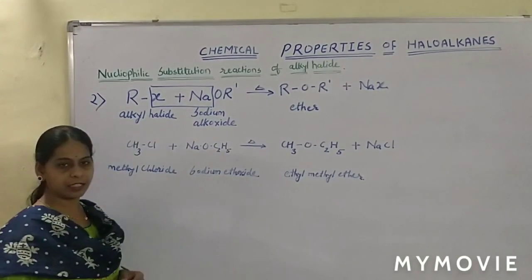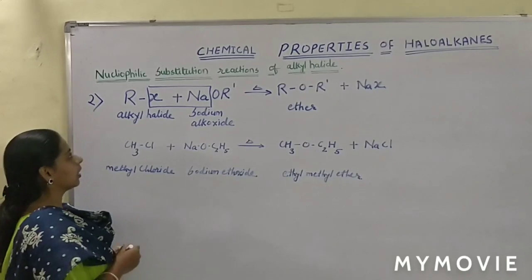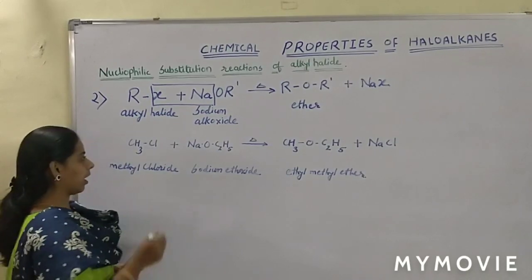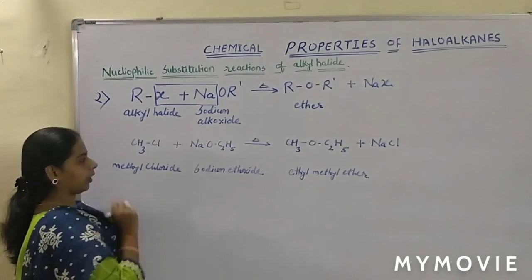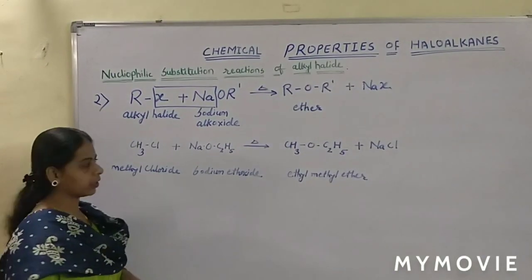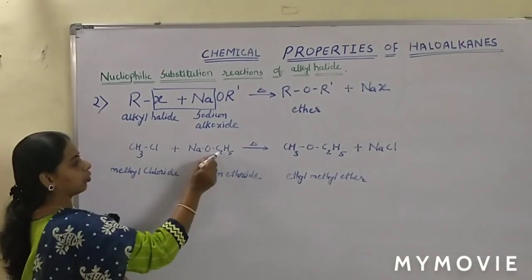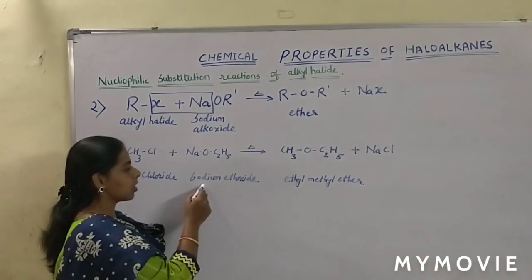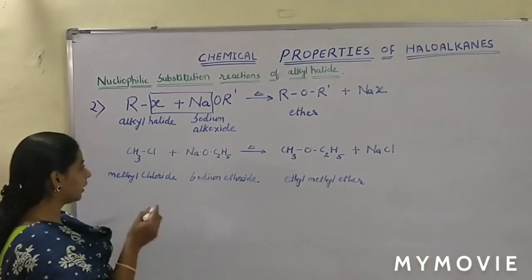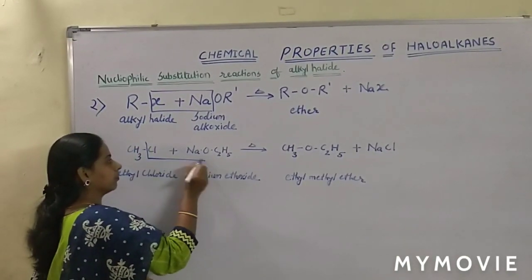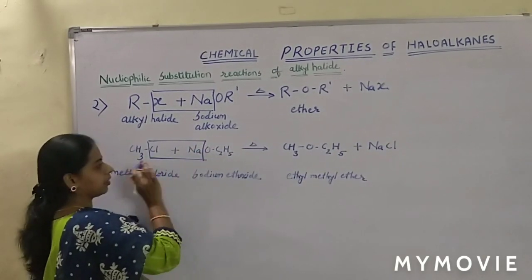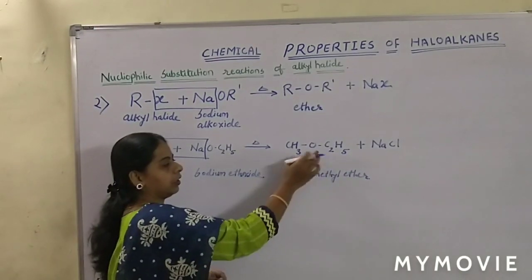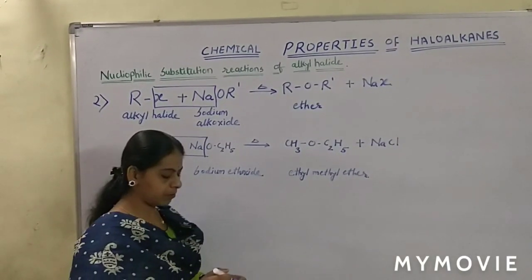Now this is the general reaction. We'll see a specific reaction. Here R is replaced by a methyl group and X is replaced by chloride ion. So this is methyl chloride and it reacts with sodium ethoxide. This is the formula of sodium ethoxide because sodium is connected to the ethoxyl group OC2H5. Under heat, again there is a formation of NaCl and CH3OC2H5, which will be the ether. The name of the ether is ethyl methyl ether and NaCl will be the byproduct.